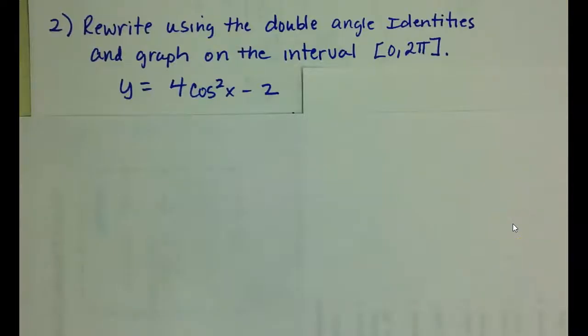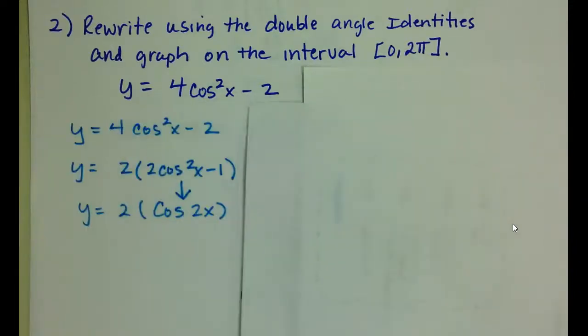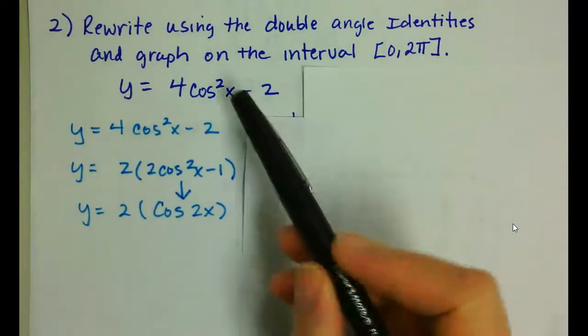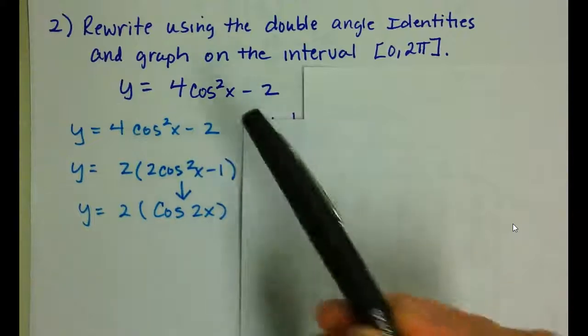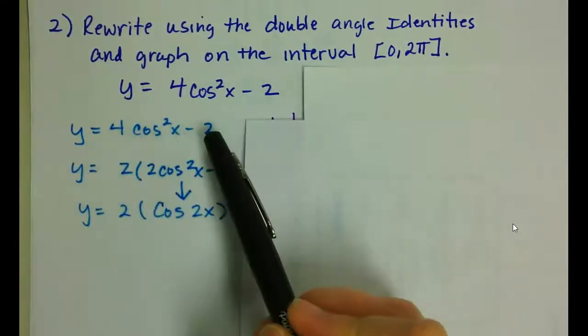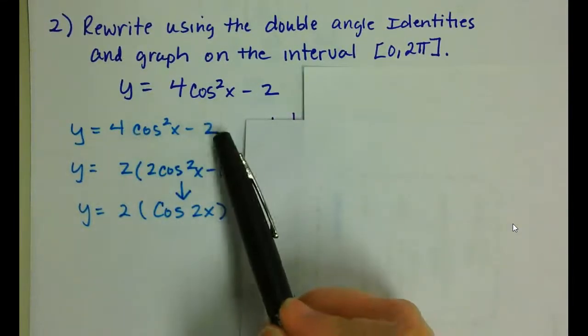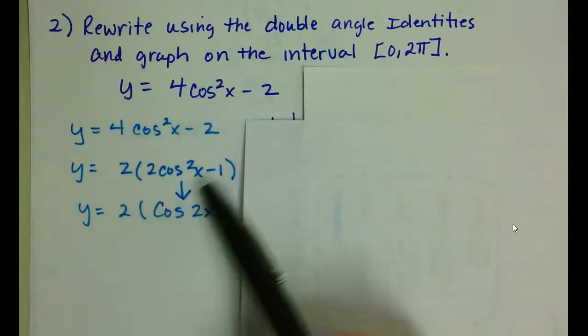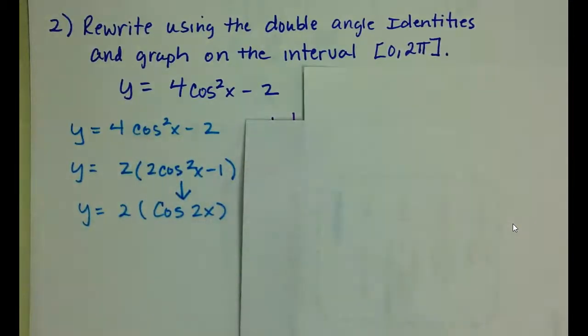Problem 2: rewrite using double angle identities and graph on the interval 0 to 2 pi for y equals 4 cosine squared x minus 2. So this one is going through techniques of solving with double angles, but it's also giving you a chance to review your graphing skills. As we work through the steps, the first thing I should notice is they have a common factor of 2. This is 2 times 2, this is 2, so I factor out the 2. I'm left with 2 cosine squared x minus 1.